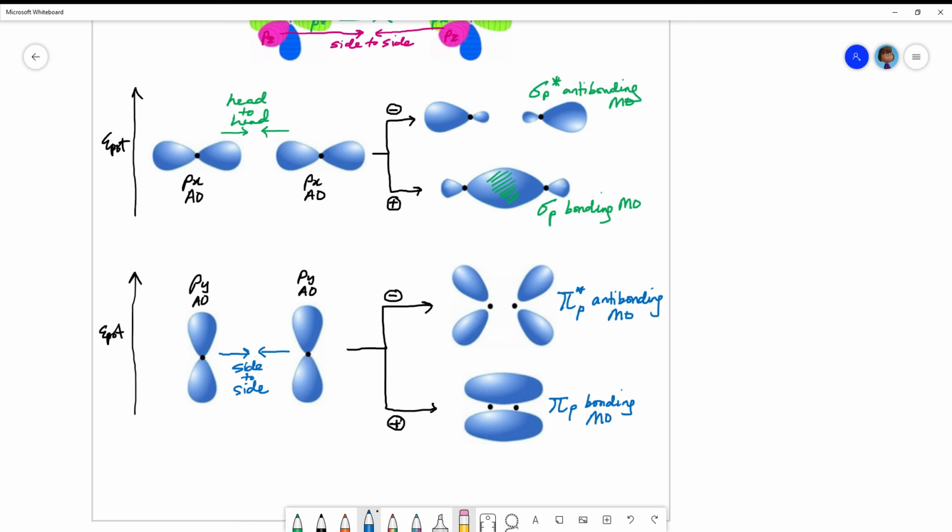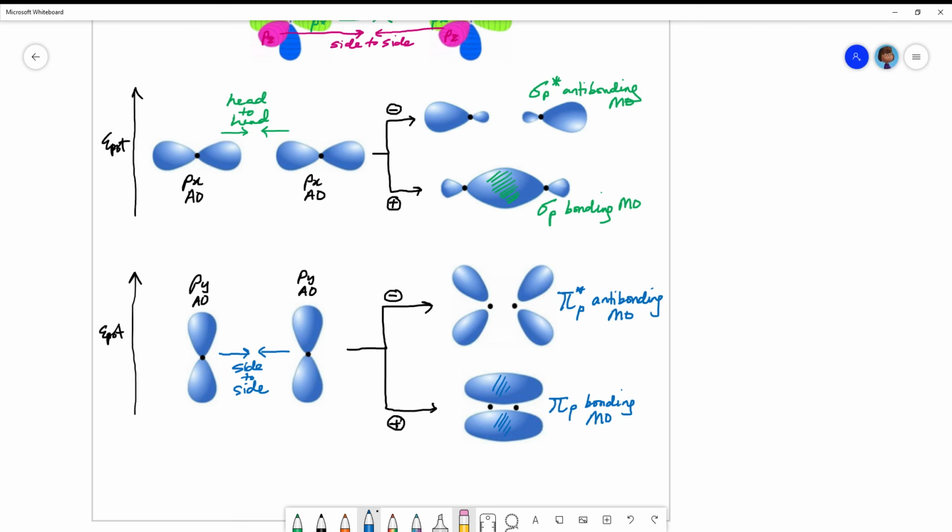Okay. Note once again that the antibonding pi molecular orbital has essentially no electron density in between the nuclei, which is why it does not promote bonding. But over here, we definitely do have an electron density noted between the nuclei, and it does promote bonding.